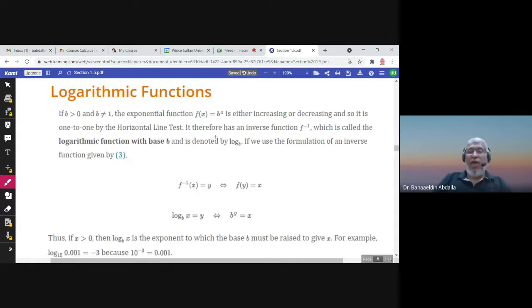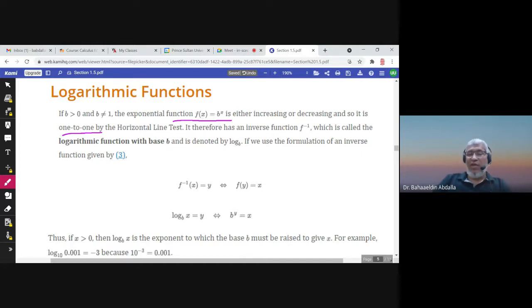Now we have the exponential function. This is the exponential function. We know the graph of the exponential function, and from the graph we see that it's 1 to 1. The exponential function is 1 to 1. It passes the horizontal line test. So it has an inverse.